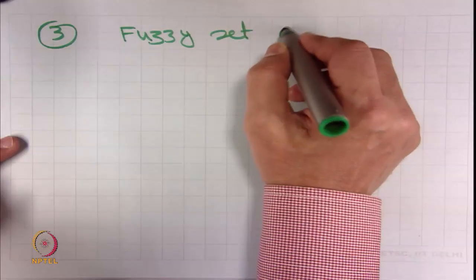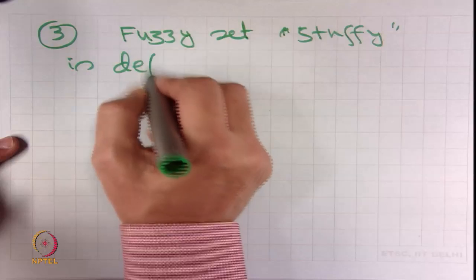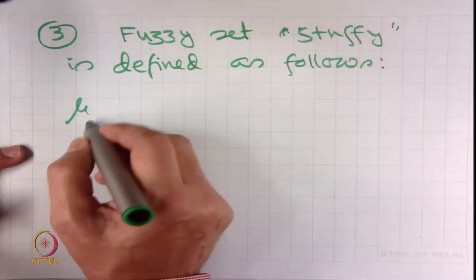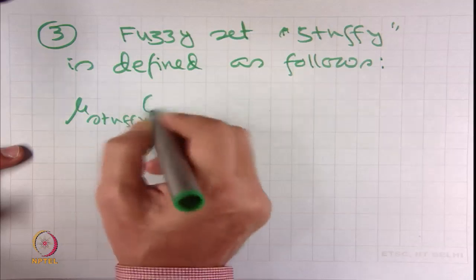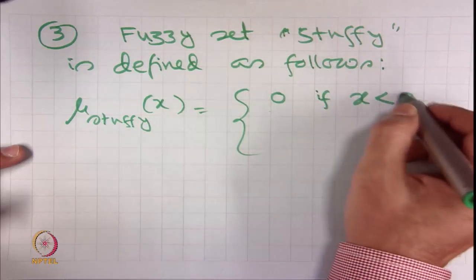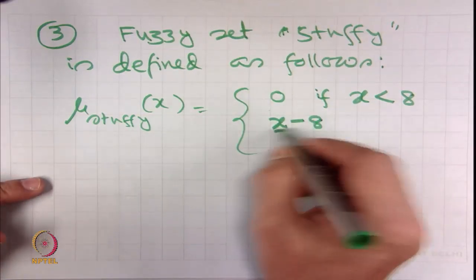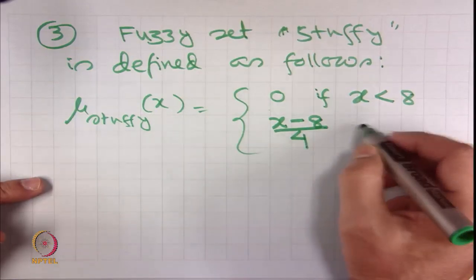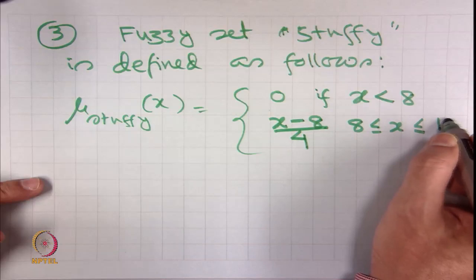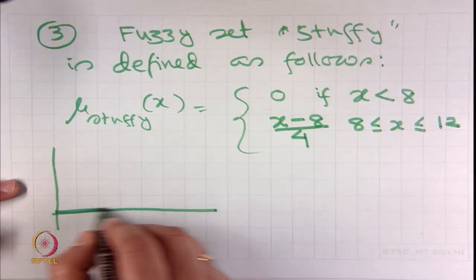The fuzzy set stuffy is defined as follows. Mu stuffy of x is equal to 0 if x less than 8 and it is going to be linearly increasing in the interval 8 to 12. Therefore, it has the shape something like this.